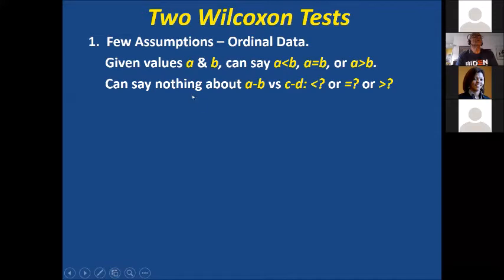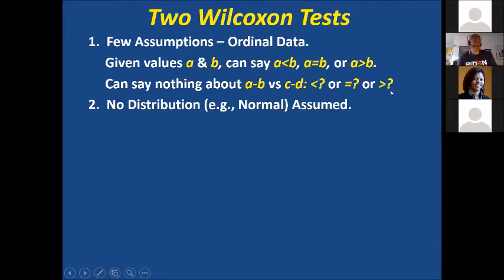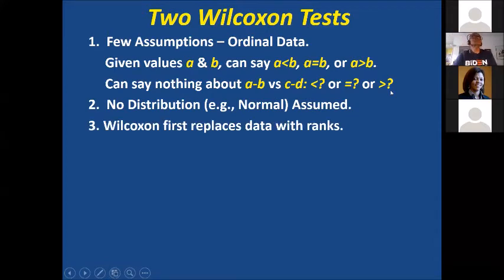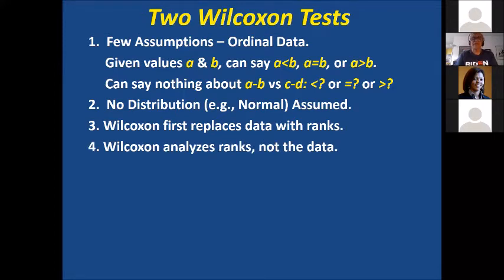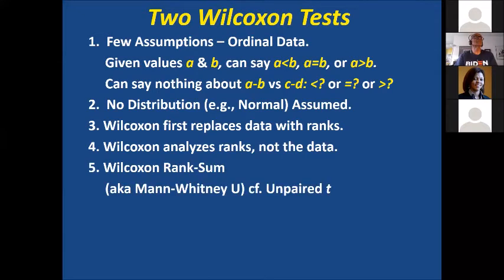So we can say nothing about A minus B versus C minus D. Is it less than or equal or greater? We cannot say. So no distribution is assumed. So how does Wilcoxon work? What it does is it first replaces the data with the ranks and then analyzes the ranks. Whether you do correlations or paired comparisons, unpaired comparisons, they're all done using the ranks without assuming a distribution.